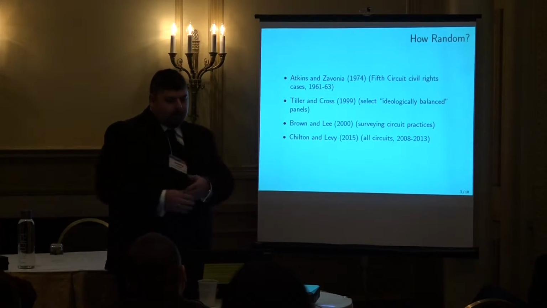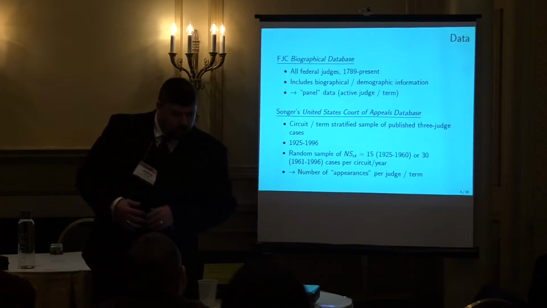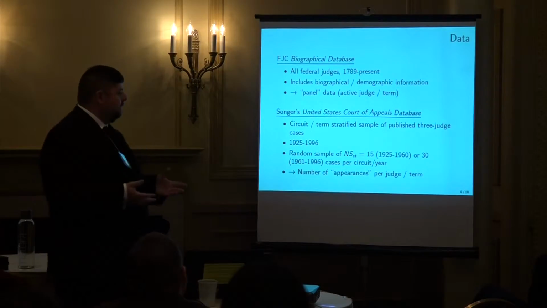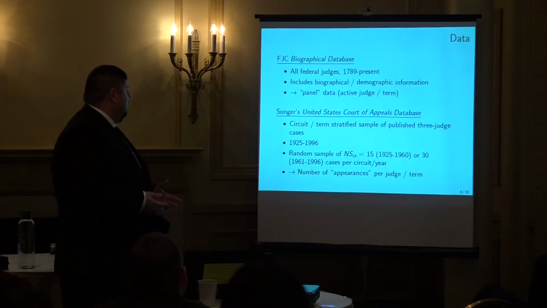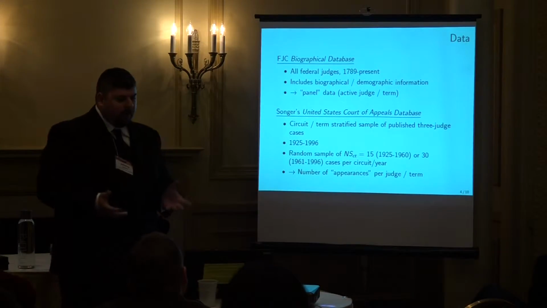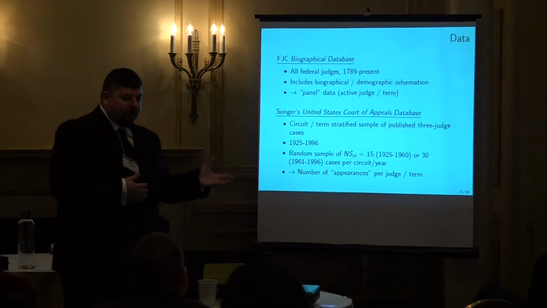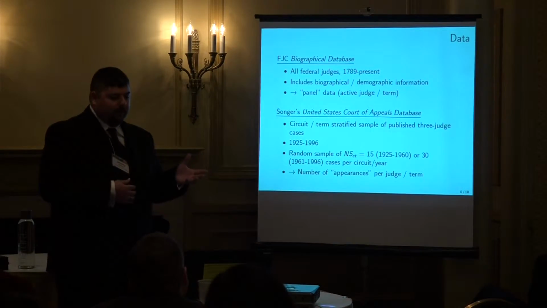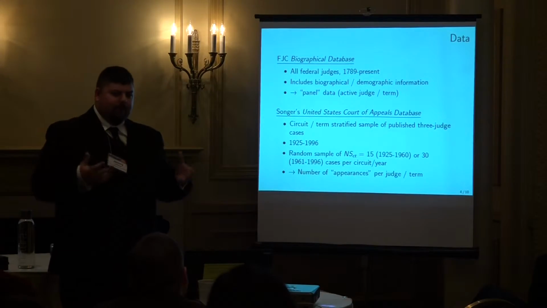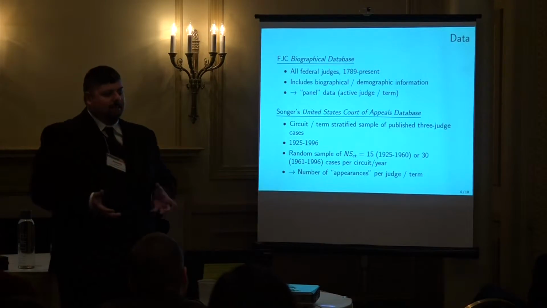So our data comes from 2 main sets. The first is Don Saunders' Court of Appeals database, which gives us a random stratified sample of all the cases from 1925 to 1996. And what this allows us to do is see when these judges appear. The other thing that we have is a federal judicial biographical database, which gives us every federal judge that's ever been, all of their biographical information, all of their demographic information. And what we can do from this is simulate the cases that these judges would have.